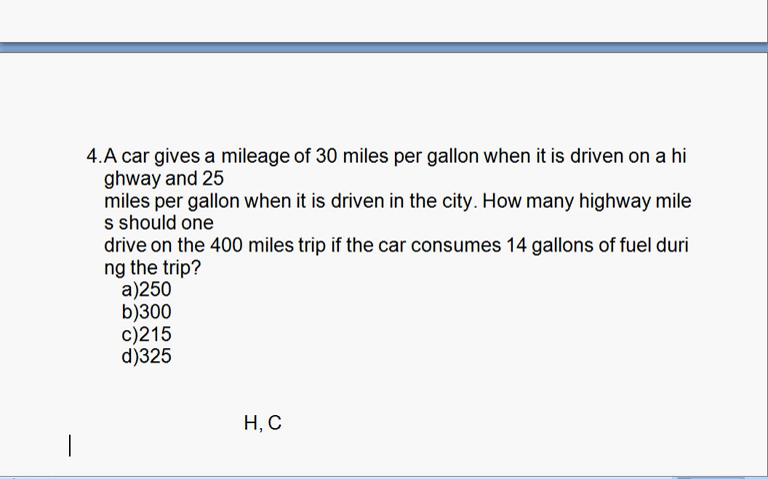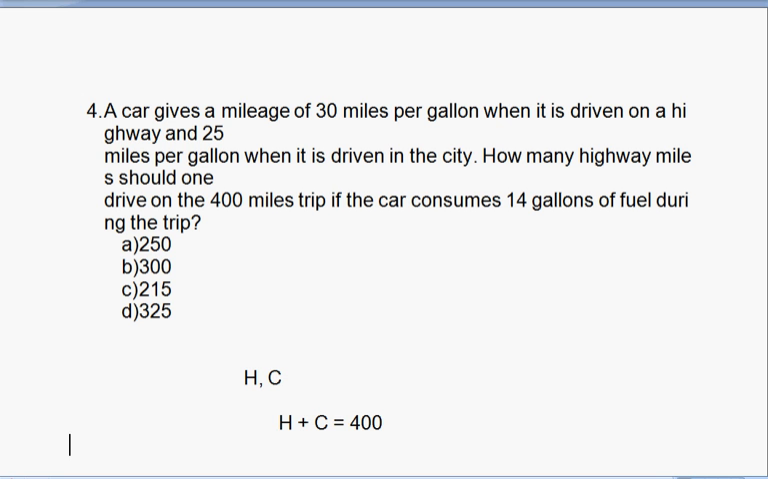So total miles it has traveled is h plus c, which is 400. So the first equation would be h plus c is equal to 400. The second equation: on highway it consumes a certain amount of petrol, and in the city a different amount. So for h miles it travels, how much would it consume?